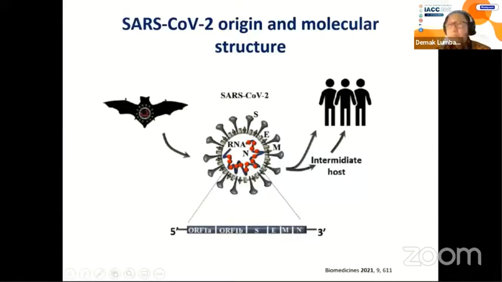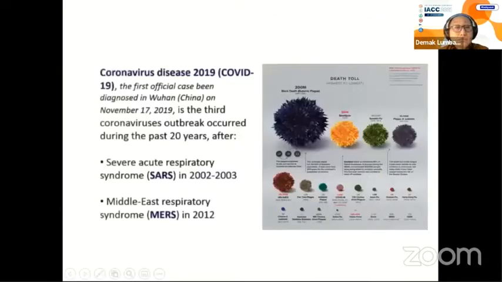This is really an important point that I would like to already suggest: this is the third coronavirus outbreak. It started in 2019, officially the 17th of November 2019, and this is the third coronavirus in the last 20 years. Before, there was the severe acute respiratory syndrome, SARS, in 2002 and 2003, and the Middle East respiratory syndrome, the MERS, in 2012.